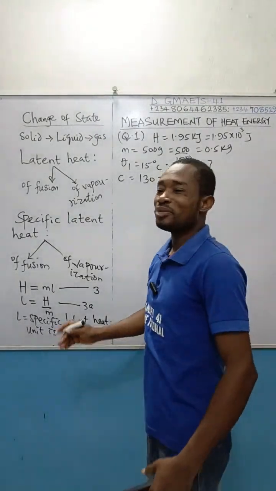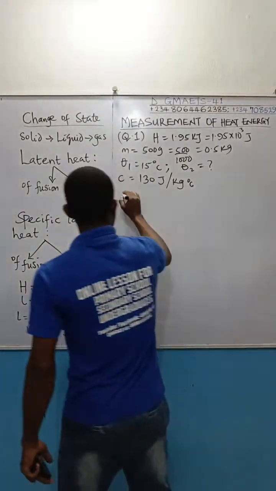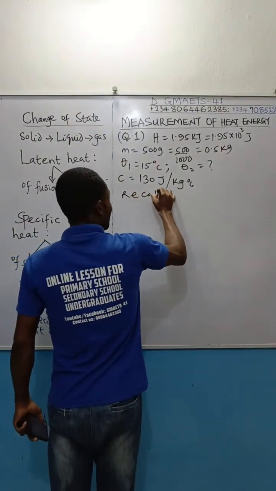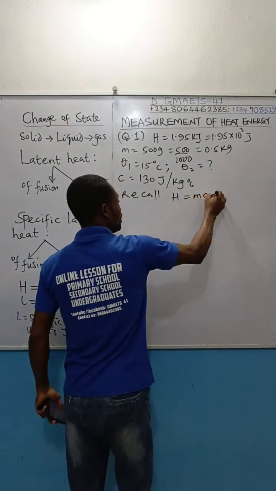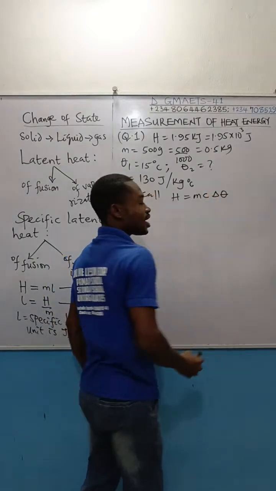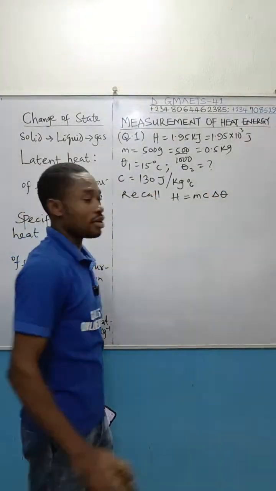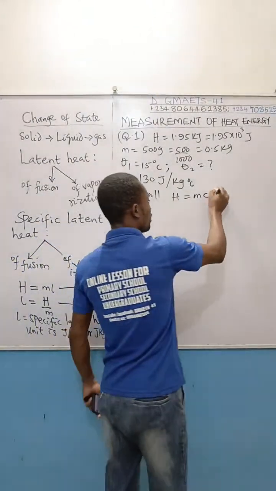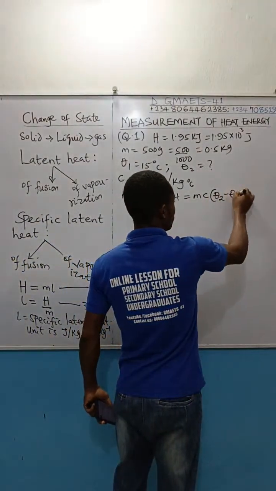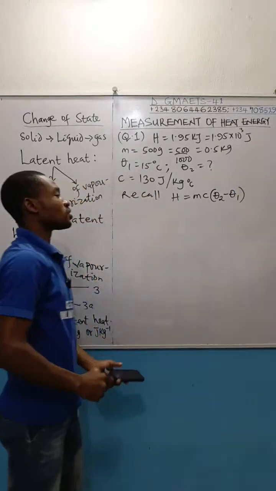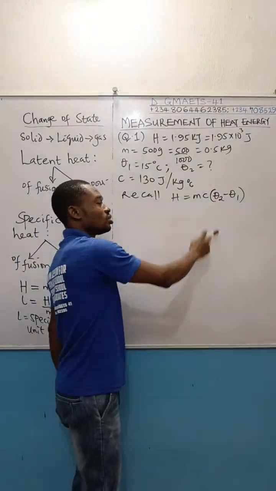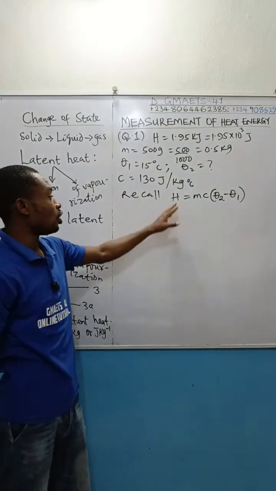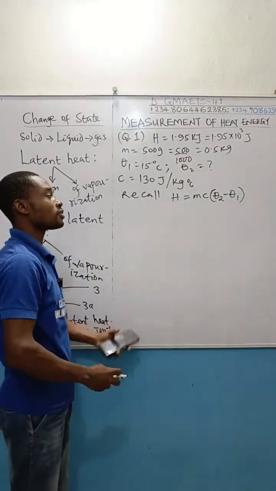So what do we do? Remember, we already know that H is equal to MC delta theta, where that delta theta is theta 2 minus theta 1. So let me indicate it: final temperature minus initial temperature. So all you have to do is to substitute and calculate theta 2. It's that simple. We know the value of H already, so we can substitute.